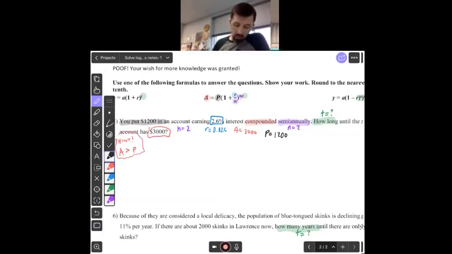So we have our four values. We need to go plug those in. So 3,000 equals 1200 times 1 plus 0.026 divided by 2. Now this says to the nt, so that's 2 times t, so 2t.